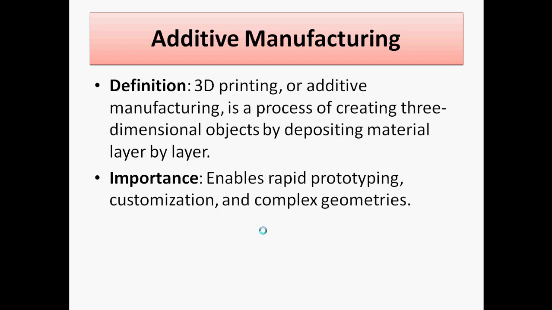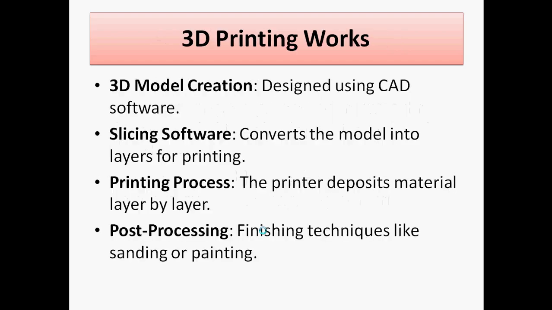The importance of it is that it enables rapid prototyping. Easily we can differentiate, or do customization and complex geometries. So this is the importance of additive manufacturing. There are three steps in how 3D printing works. First of all, we create a model in CAD software, which is 3D CAD software. You can say Fusion 360, CATIA, or SolidWorks. Any 3D model software we can use to create a 3D model.